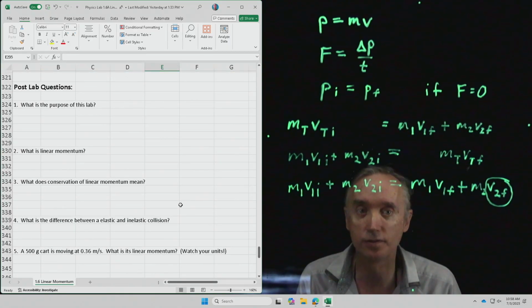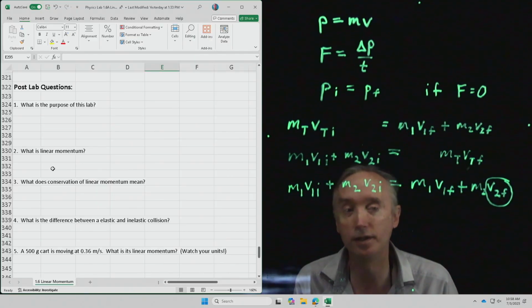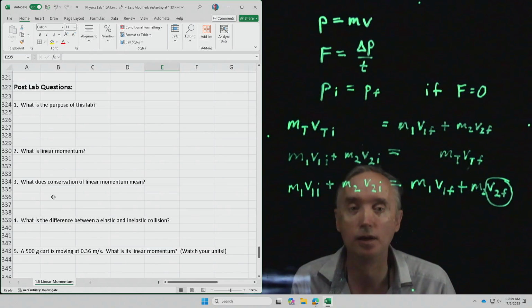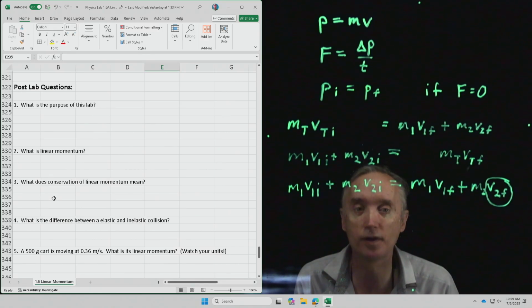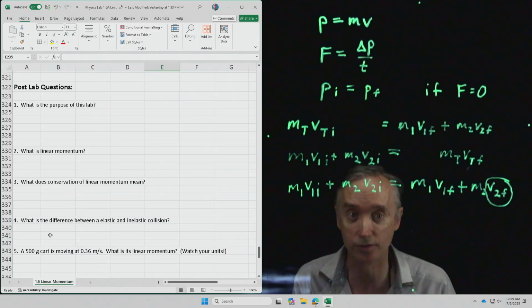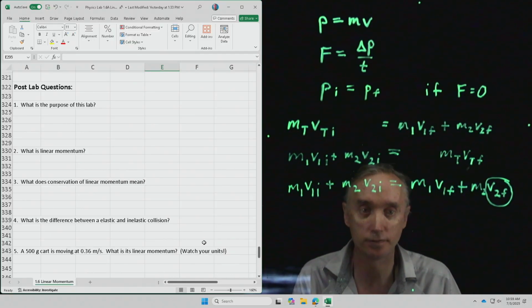Okay, lab questions. So what was the purpose of the lab? So copy and paste. What is the definition of linear momentum? What does conservation of linear momentum mean? Okay, what was the difference between an elastic collision and an inelastic collision? So what's different about what happens when they hit each other?